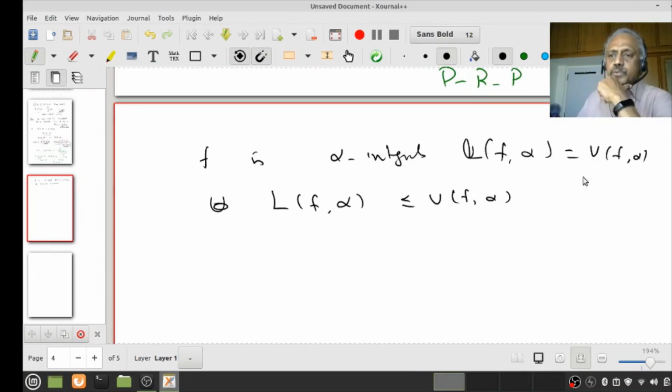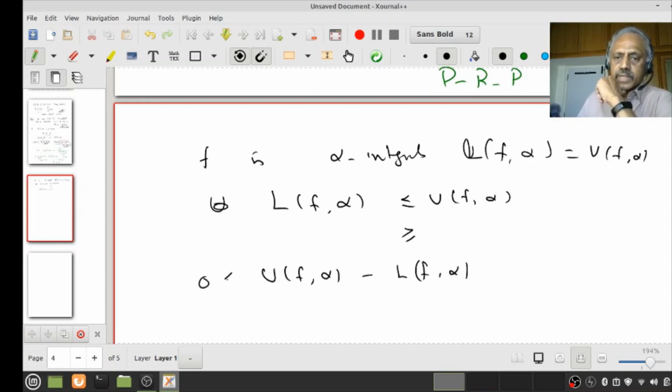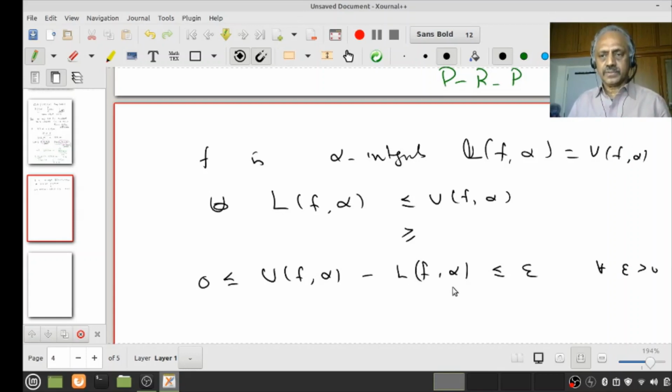Therefore, if I want to prove this equality, what should I do? I have to prove Lf alpha is greater than or equal to Uf alpha, or Uf alpha minus Lf alpha, right? This is always greater than or equal to 0. If I prove this is less than or equal to epsilon for every positive epsilon, then I know these are equal. Have you understood this?